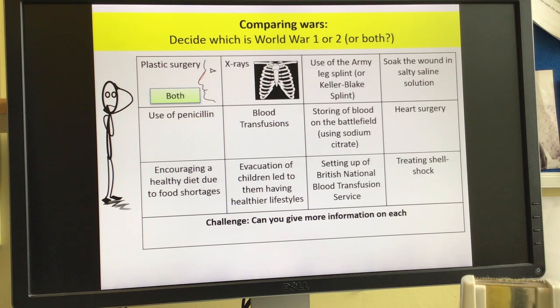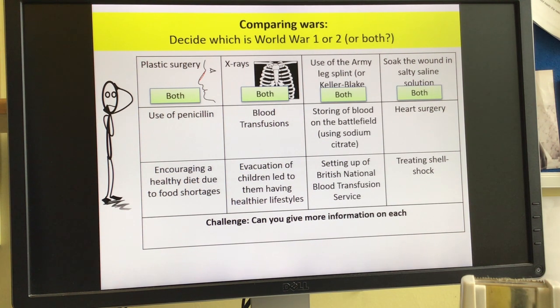I'll let you have a go at it and just do it out loud. You don't necessarily need to write anything down. X-rays is both. Use of the army leg splint, or something called the Keller-Blake splint, which is named after the person who invented it, was also in both. And the soaking of the wound in a salty saline solution, which builds on the work of Lister, but even more so into the 20th century, is both.